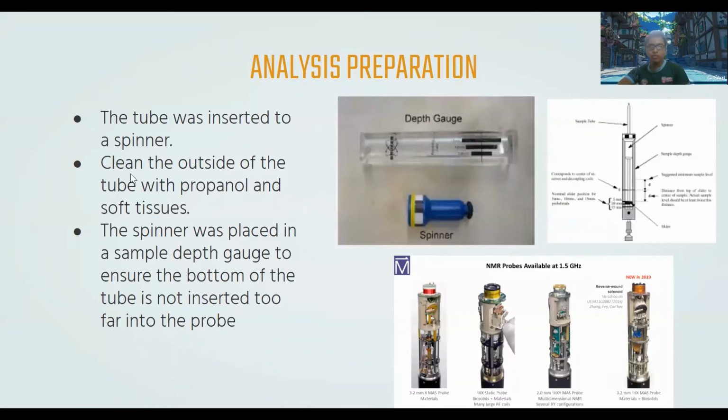Then we will need to do some analysis preparation. First thing first, the tube needs to be inserted into a spinner. Then the outside of the tube must be cleaned with propanol and soft tissues to avoid any fingerprints. Then the spinner must be placed in a sample depth gauge to ensure the bottom of the tube is not inserted too far into the probe, to avoid damaging our NMR spectrometer.